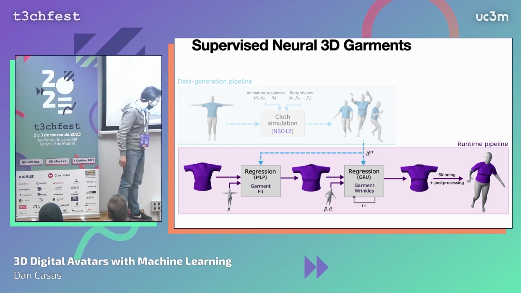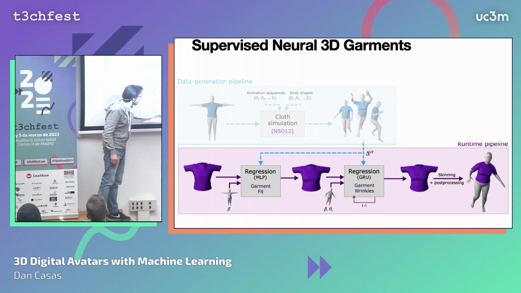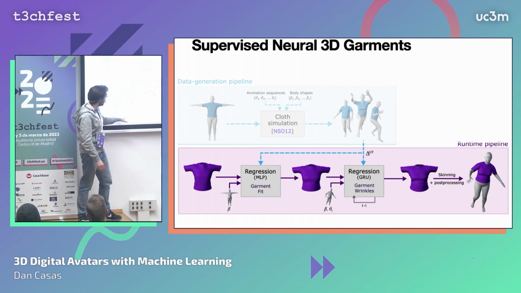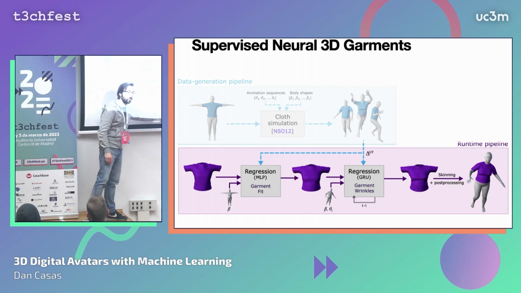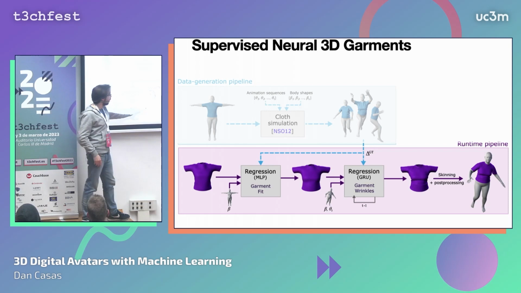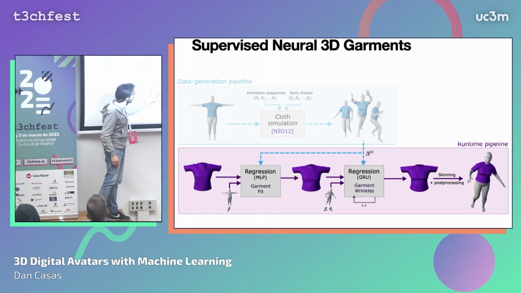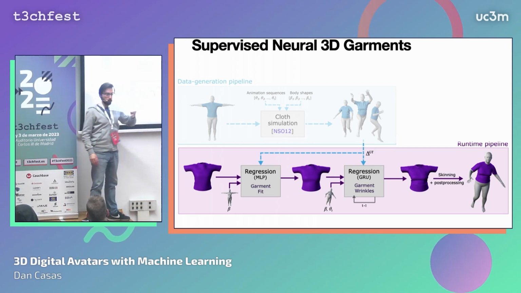t-shirt. And then I have a second neural network here that as an input, it doesn't only get beta, but it also gets theta. Theta is the pose of the human. Right? So then this second neural network is going to deform this one, and it's going to add the wrinkles. Okay?